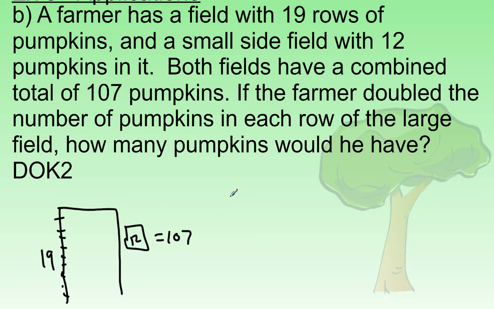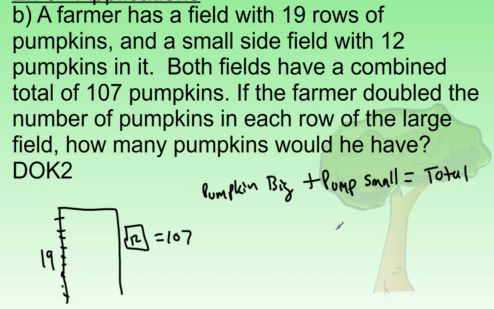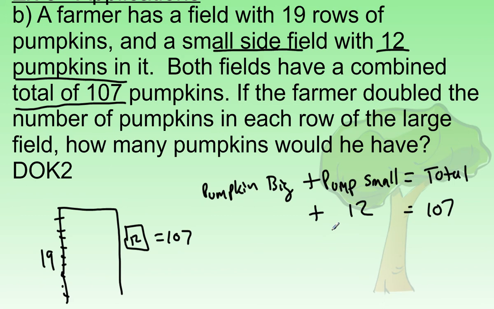All right. So I'm going to say pumpkins in the big field plus pumpkins in the small field equals total. This is my verbal model. The total is 107. It says so right here. The pumpkins in the small field is 12. It says so right there. The pumpkins in the big field is, we don't know.